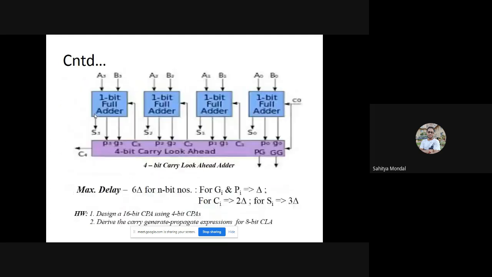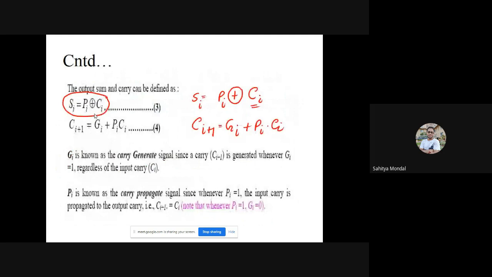So we have to remember these two formulas. One is that the sum will be the propagation value XOR with the current carry, where Ci is the current carry. And what is Ci plus 1? Ci plus 1 will be the current generation or propagation and current carry. So these are the few things we need to know.